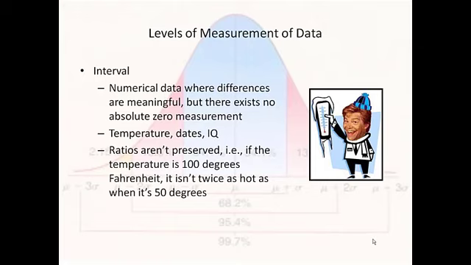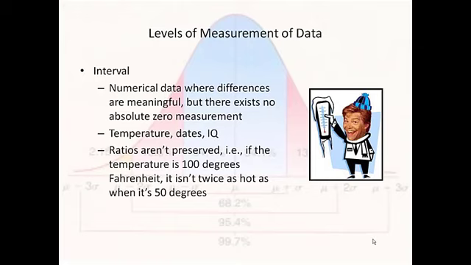So think of temperature as being interval. I understand that we could make the argument that there is an absolute zero, the temperature at which molecules stop behaving the way molecules behave, but there isn't an absolute zero. Things like temperatures, dates, or IQ are considered interval data. Another way to determine an interval level of data is that ratios aren't preserved.